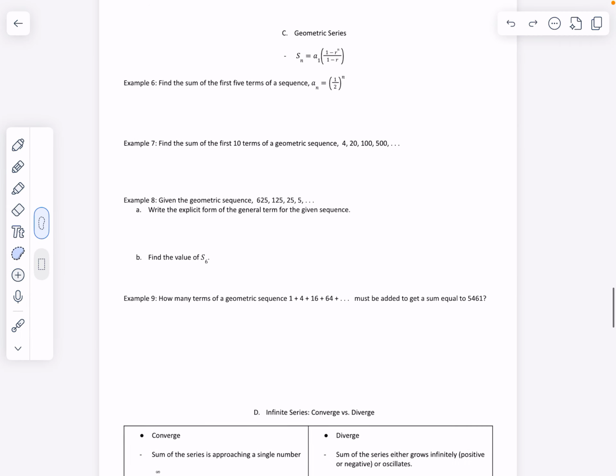Hey, I'm continuing with part 2 for geometric series. So we're still on day 2 of our unit on sequences and series. I just covered arithmetic series in the previous video. Now I'm continuing with geometric series.